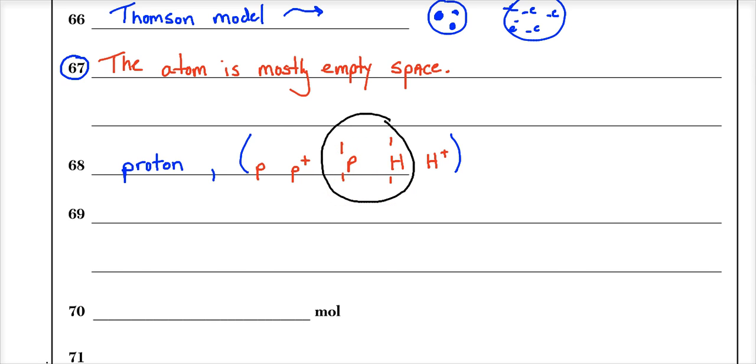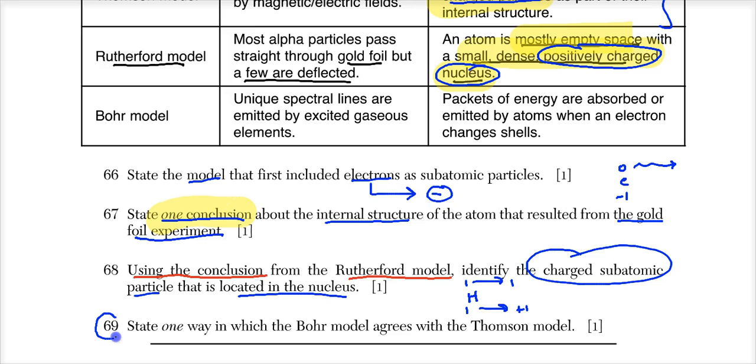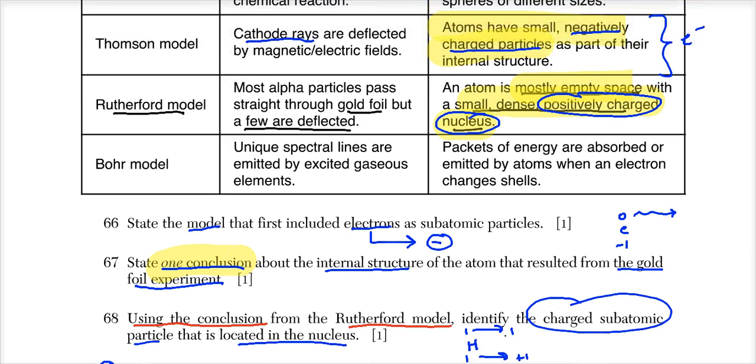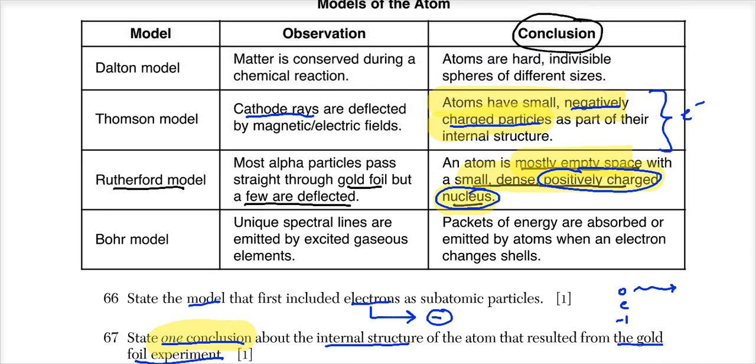So number 69: state one way in which the Bohr model agrees with the Thomson model. Okay, so the Bohr model, as you probably already know, has unique spectral lines emitted by gaseous elements that come from electrons jumping back to their stable states. Packets of energy are absorbed or emitted by atoms when the electron changes shells. We learned about that, easy for me to say.